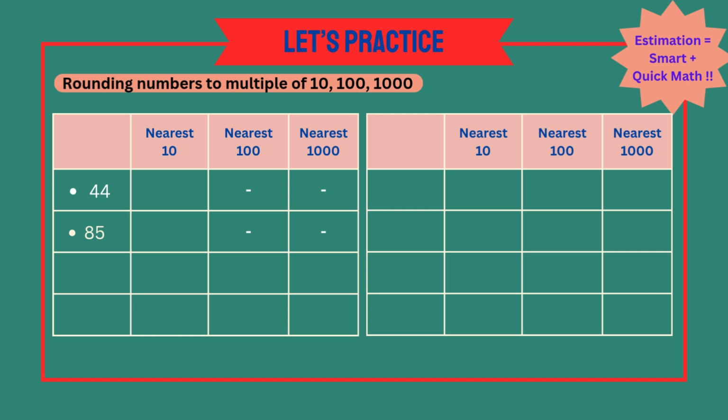Moving on. Here's 691. Focus on the last two digits. What's the nearest 100? Ready for a bigger number? Try 969. Which thousand is it close to?